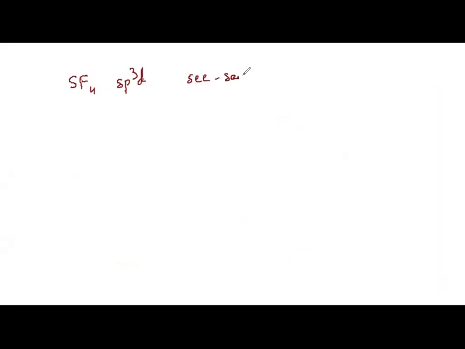We have seen in one of our examples. So there are 4 bond pairs and there is 1 lone pair on the sulfur atom. Therefore, the structure is something like this. Fluorine, fluorine, fluorine, fluorine. And there is 1 lone pair.